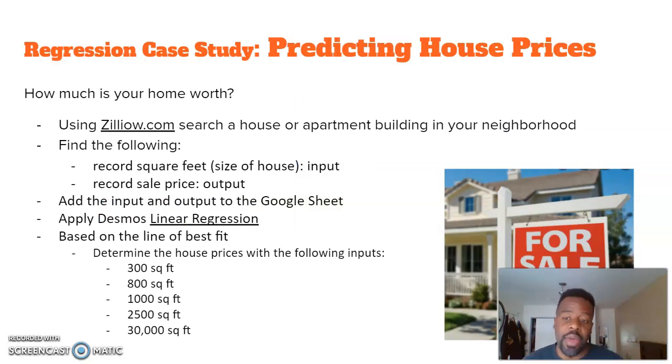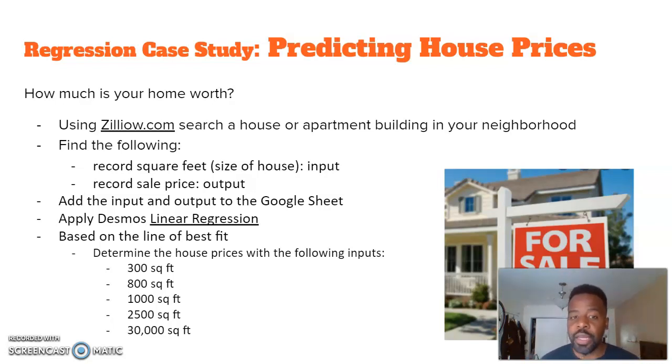And so now, as we begin to end part one, what we're going to look at is a regression case study, in particular, predicting house prices. I'm going to ask you all in a moment to go to Zillow.com. And if you want to search a house or apartment building in your neighborhood, if you want to use your actual information, go for it.